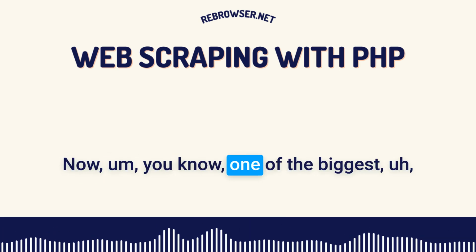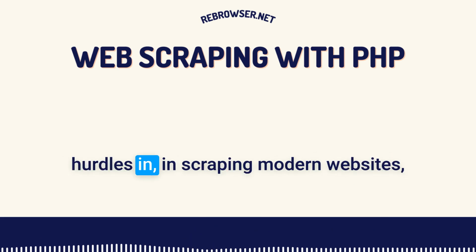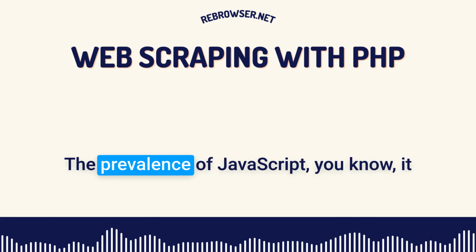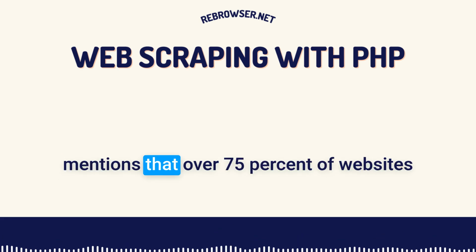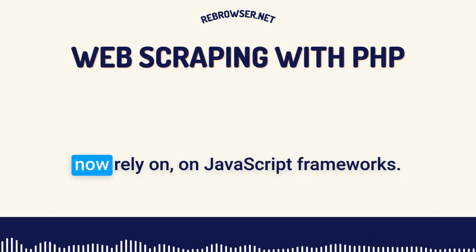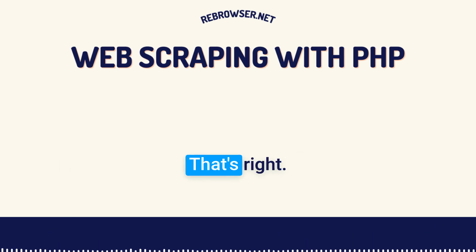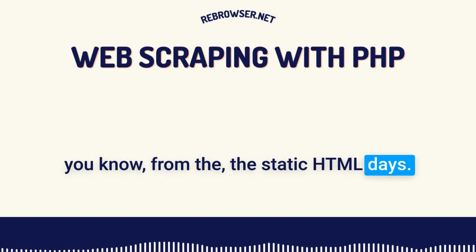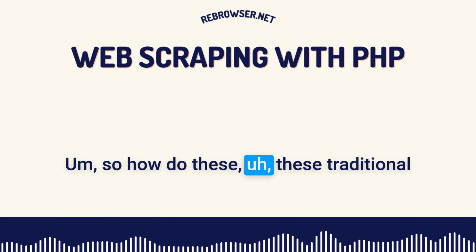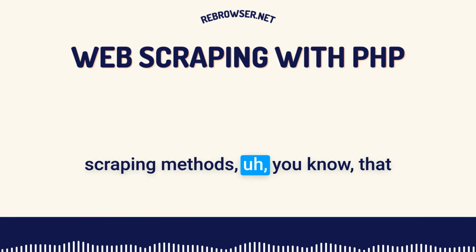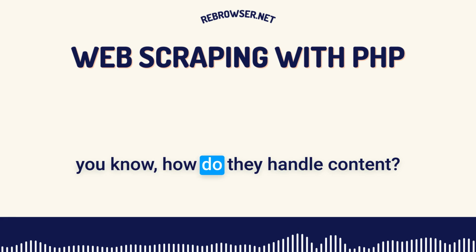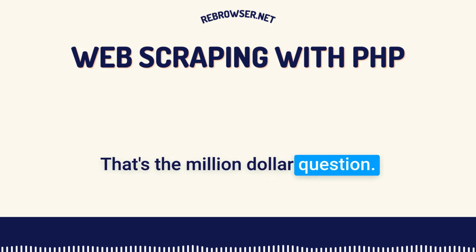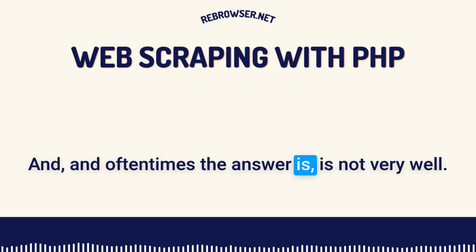Okay, now, one of the biggest hurdles in scraping modern websites that the article really emphasizes is the prevalence of JavaScript. It mentions that over 75% of websites now rely on JavaScript frameworks. That's right. And that's a huge shift from the static HTML days. So how do these traditional scraping methods that we've been talking about handle content that's rendered dynamically by JavaScript? That's the million-dollar question. And oftentimes the answer is not very well.